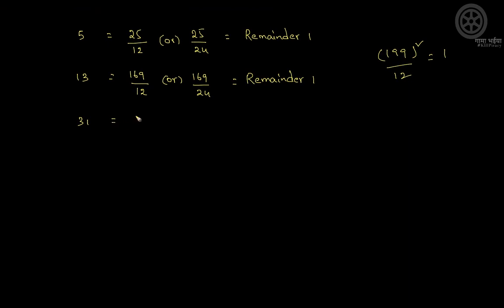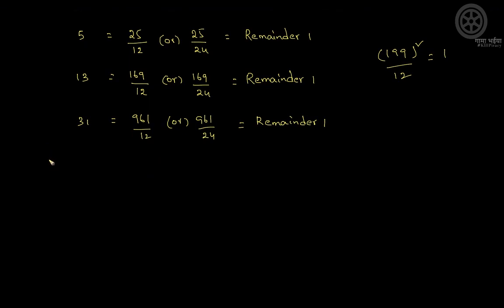In the same way, check it yourself. 31. What is 31 squared? 961 by 12 or 961 by 24. Check it. Are you getting remainder 1 or not? Yes. 12 8s is 960. Yes, you are getting the remainder 1. 24 40s is 960. Yes, you are getting the remainder 1. Right. Clear? Good.